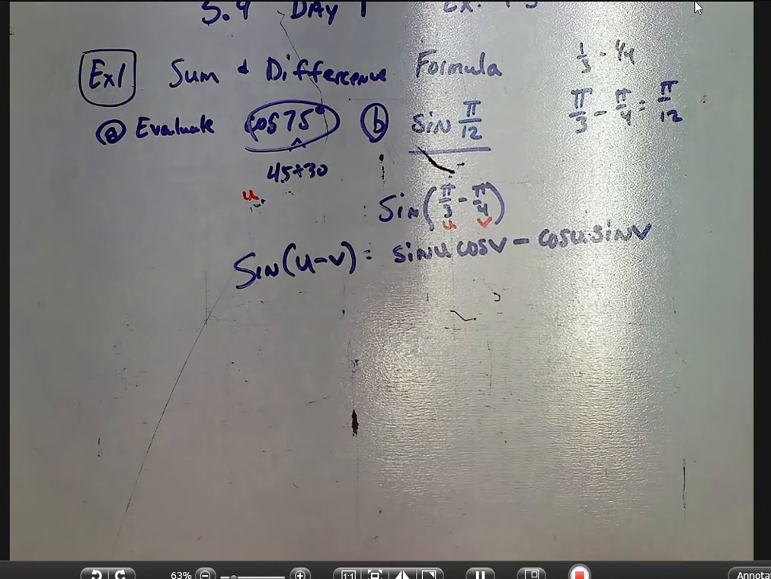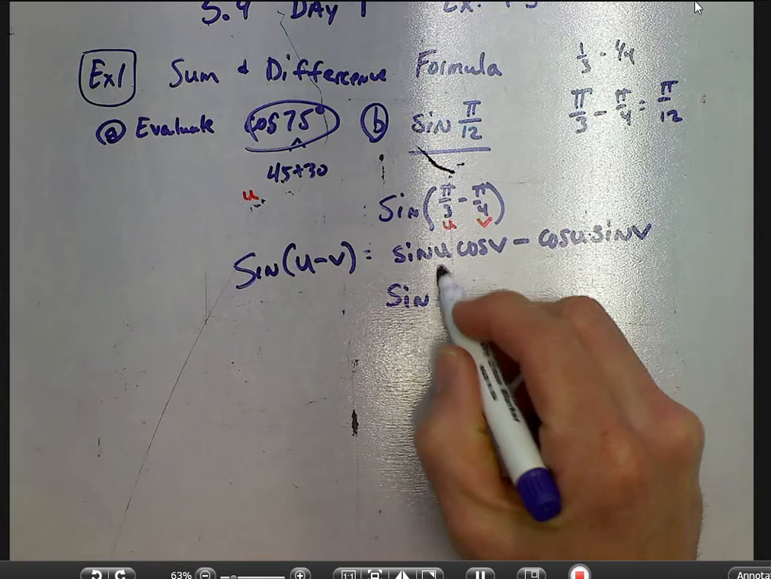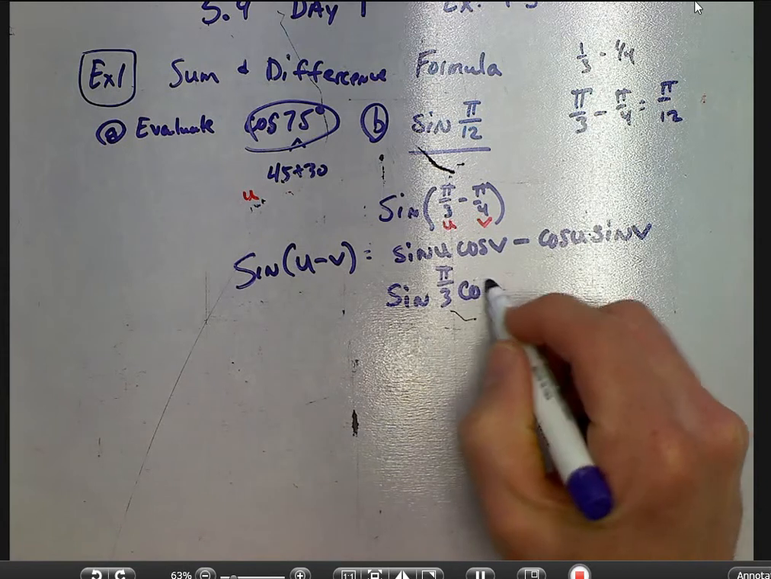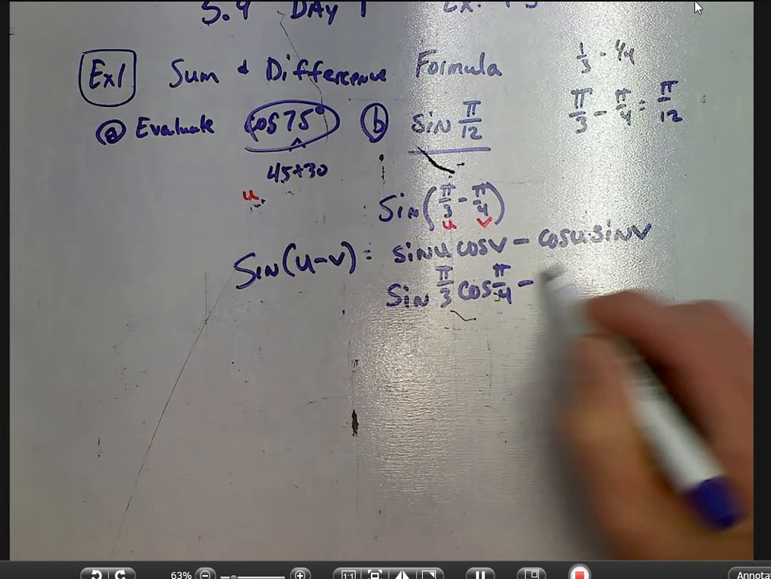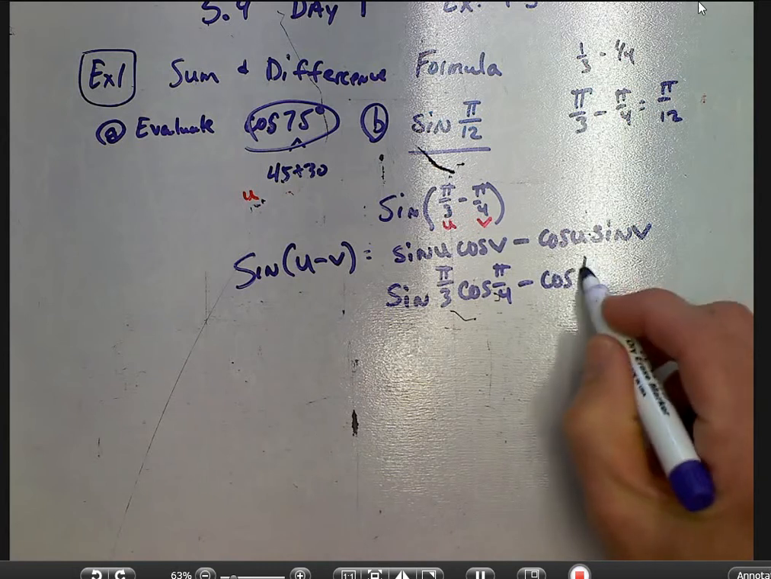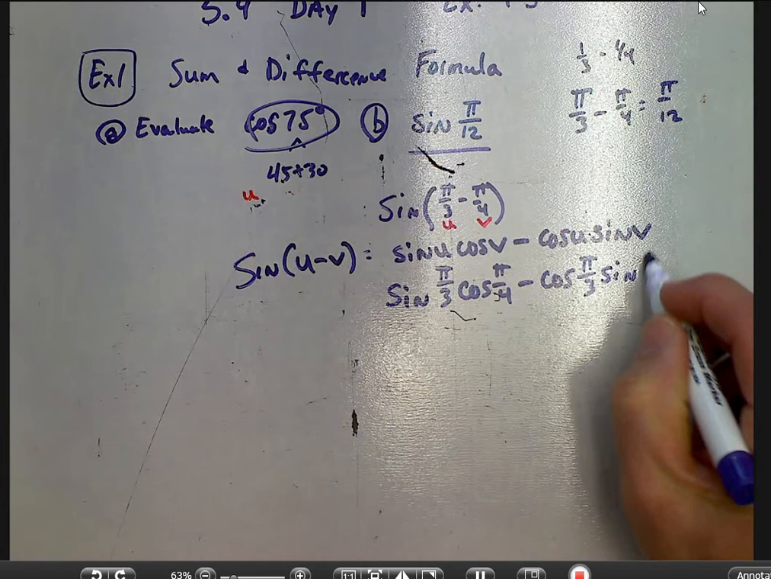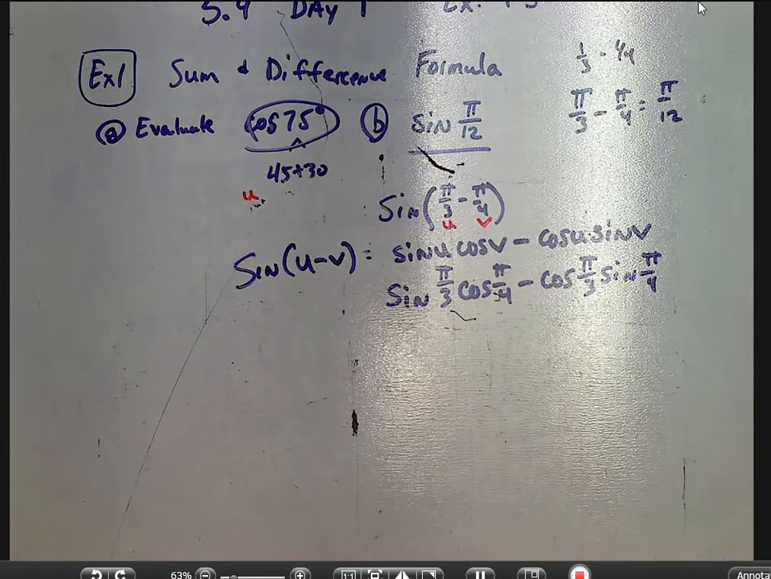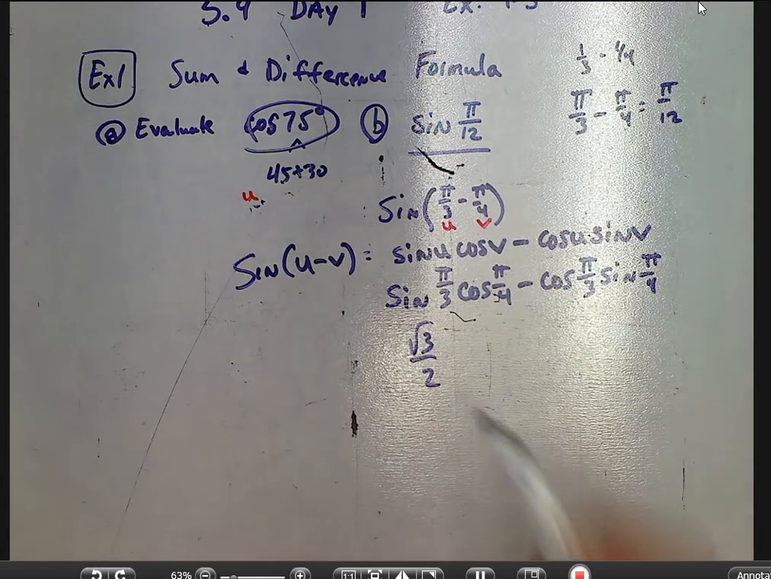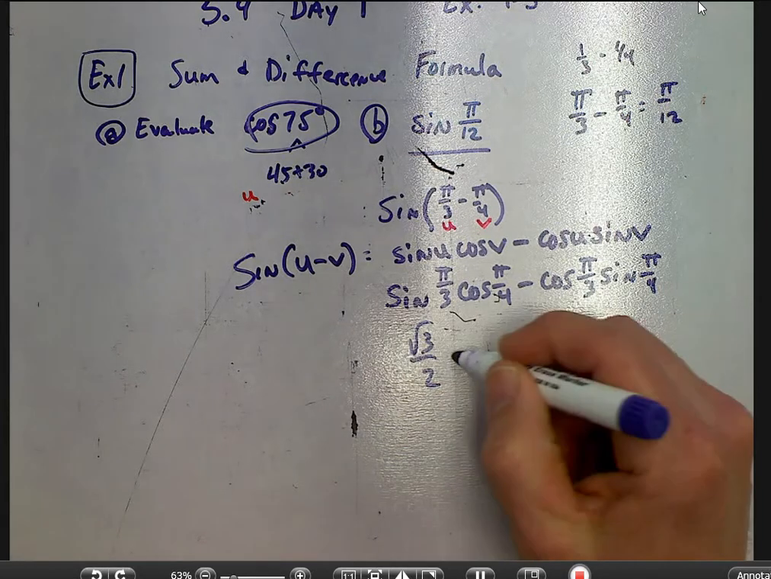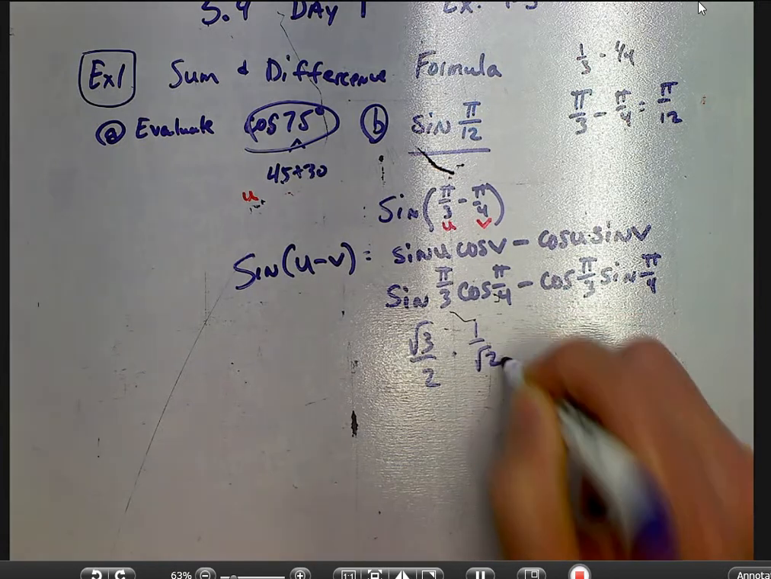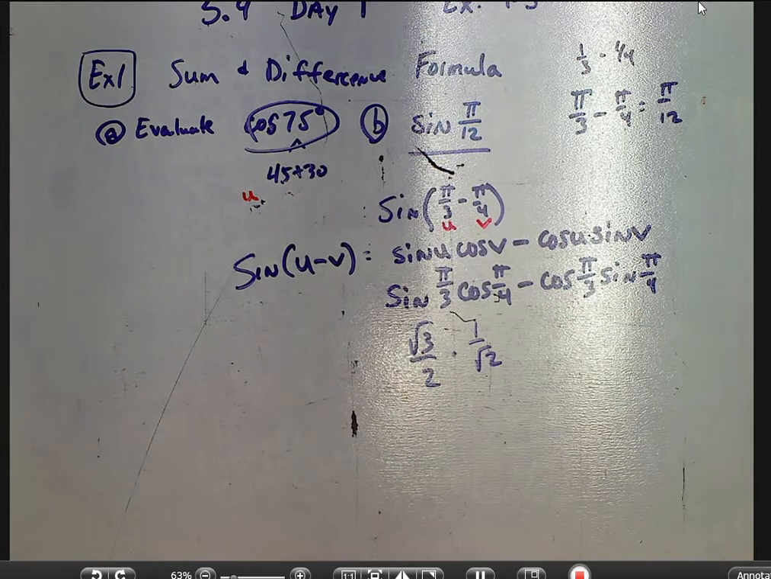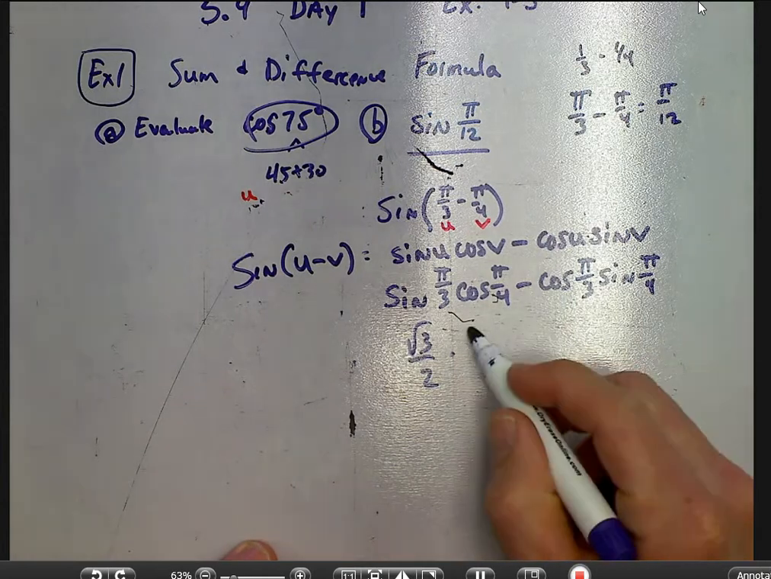And so this becomes the sine of pi over 3 times the cosine of pi over 4 minus the cosine of pi over 3 times the sine of pi over 4. Sine of pi over 3 is square root 3 over 2. Again, you can get that from your circle on the formula reference sheet, or you can do triangles, opposite over hypotenuse. Cosine of pi over 4 is 1 over square root 2. I'm going to use this form, or actually what I'd probably use instead is the simplified form, square root 2 over 2.